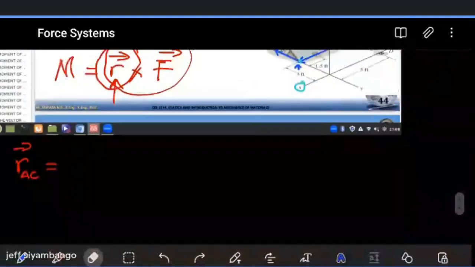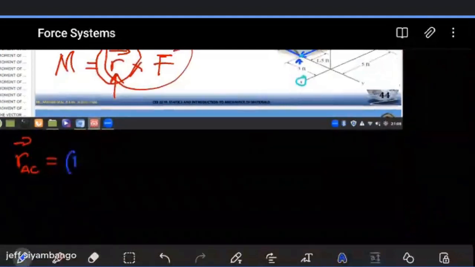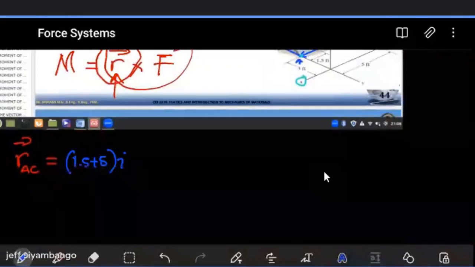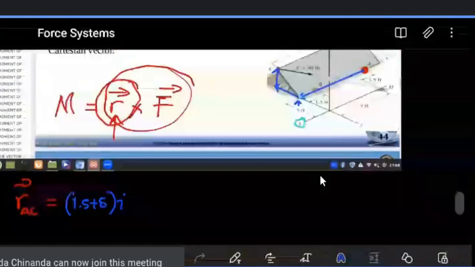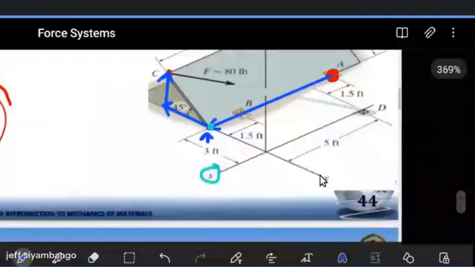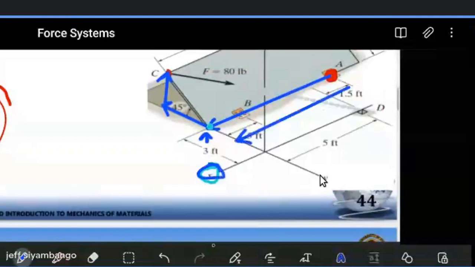Okay, so along the x-axis, we are doing the 1.5 plus the 5 feet. And see what is happening. This 1.5 plus 5 feet, you're going towards the positive x. So here you're going towards the positive x. You're going in this direction, and this is the direction where the x is labeled to be positive. So that is a positive value.